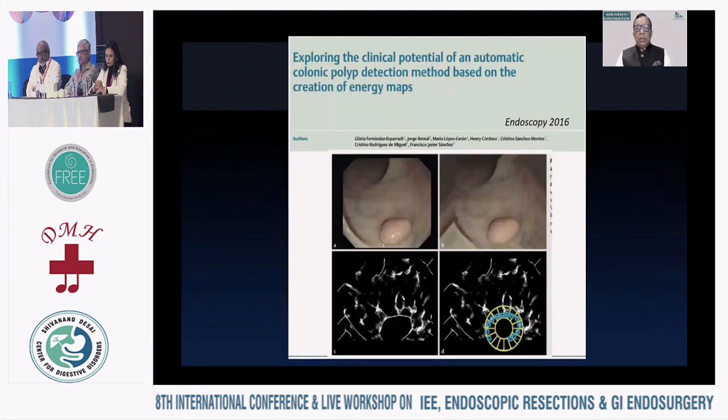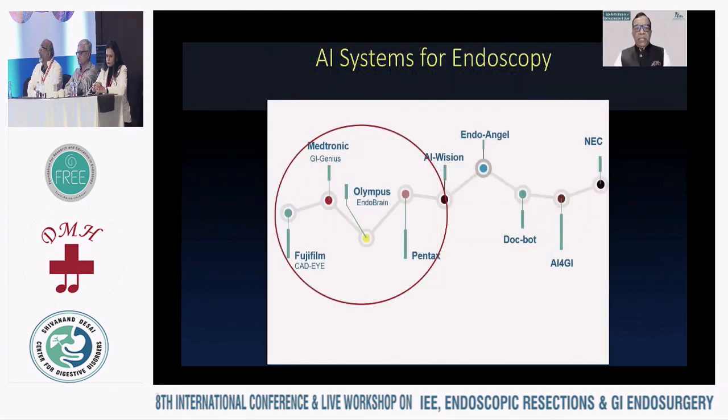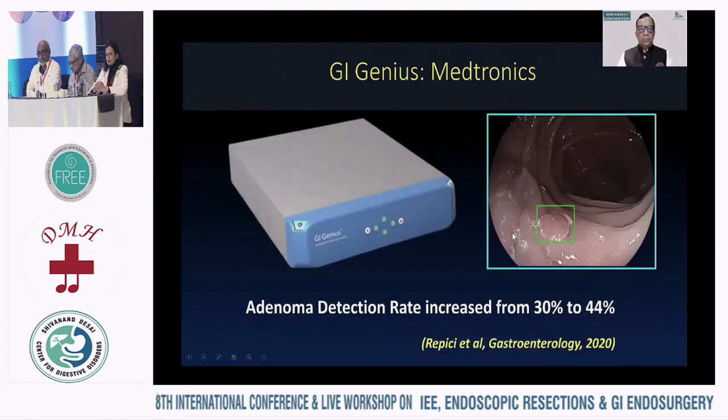So the first work on polyps and AI was published almost 6 years back, when polyps were detected using energy maps. Ever since, various players in the endoscopy field, Fuji, Medtronic, Olympus, and Pentax, have come out with their own artificial intelligence systems. There are more which are waiting to be launched commercially.